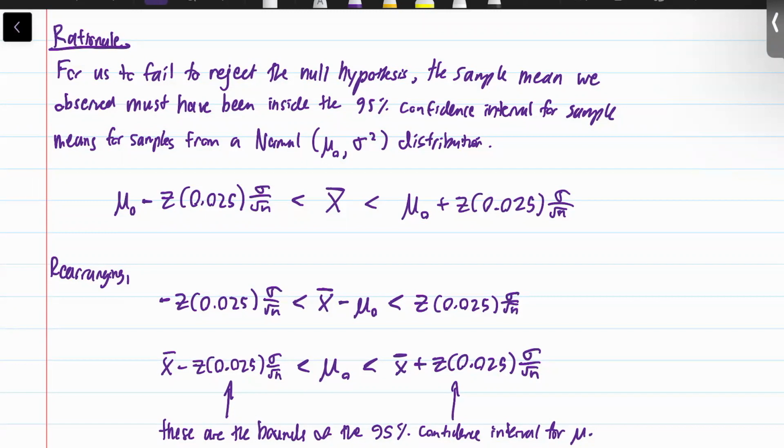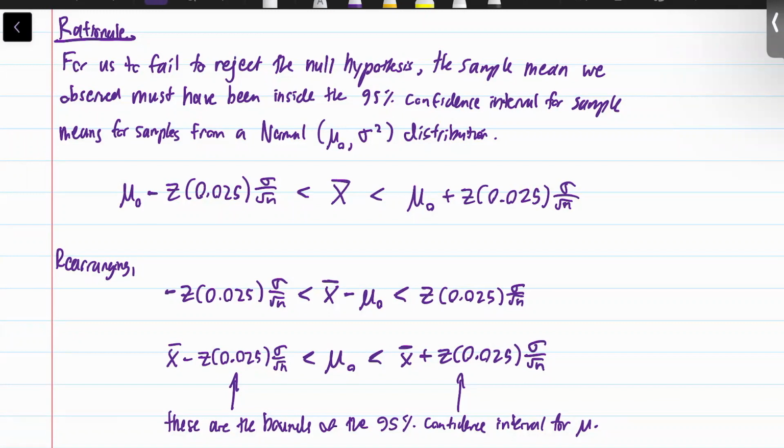This expression shows us that an equivalent condition for us to fail to reject the null hypothesis is for mu naught to be in between our observed x bar minus and plus z of 0.025 times the sample standard deviation. However, these bounds for mu naught are the same bounds that we saw from the 95% confidence interval for mu. Thus, in a hypothesis test where the alpha value selected is 5%, we fail to reject the null hypothesis if and only if our hypothesized estimate mu naught is in the 95% confidence interval for mu. This is a relationship between confidence intervals and hypothesis testing.